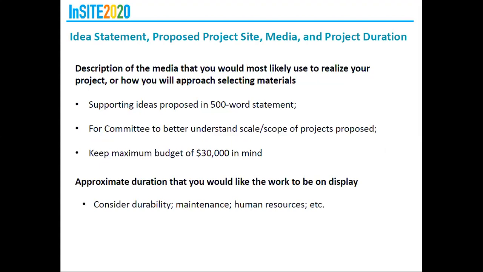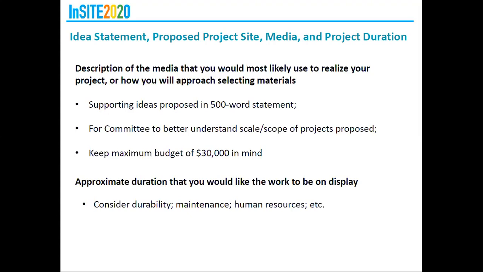Include a description of the media that you would likely use to realize your project. Again, the media that you choose should support the big ideas that you've already put forward. However, at this point, this is just for the committee to better understand the scale and the scope of the projects proposed. And keep in mind that maximum budget of $30,000, especially when you're including installation, de-installation costs, any kind of maintenance fees for the life of the project. Those can add up really quickly. So keep that in mind when you're thinking about materials.